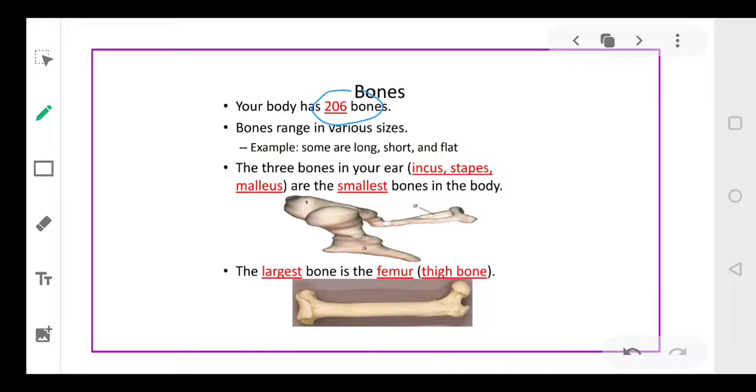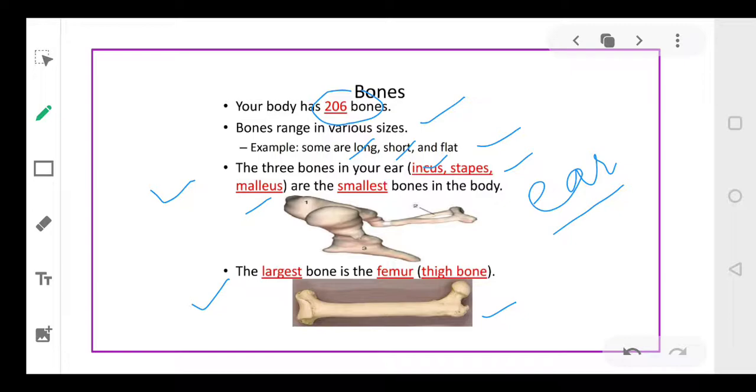Now coming to your bones, there are exactly 206 bones in your body. How many bones, dear students? 206 bones. Okay. And these bones are of various sizes. They may be long, they may be short, they may be flat. The smallest bones, there are 3 smallest bones, that is your incus, stapes and malleus, and they are present in your ear. तो जो smallest bones हैं वो आपके ears में present हैं, and the largest bone is the femur, which is your thigh bone. Okay, so how many bones in total? 206 bones. The smallest bone is present in the ears, and the largest bone is present in your thighs, that is your femur.